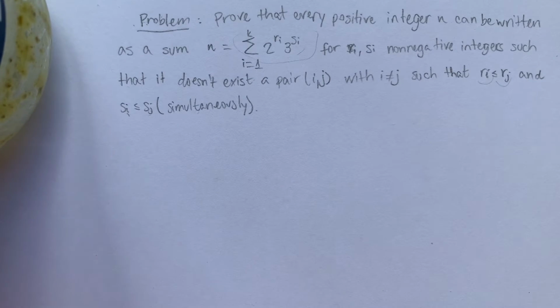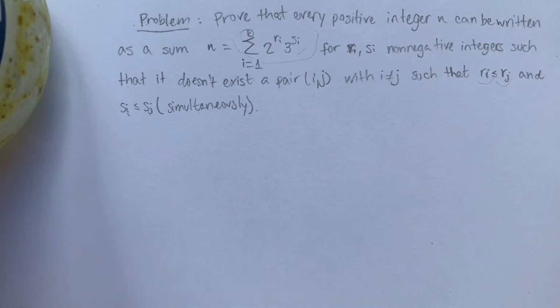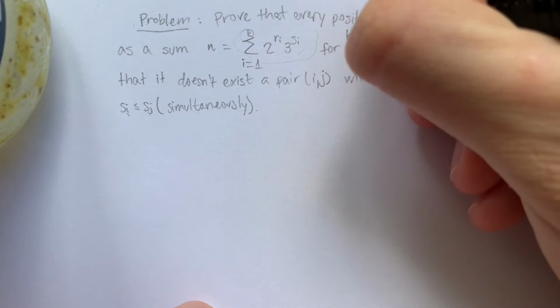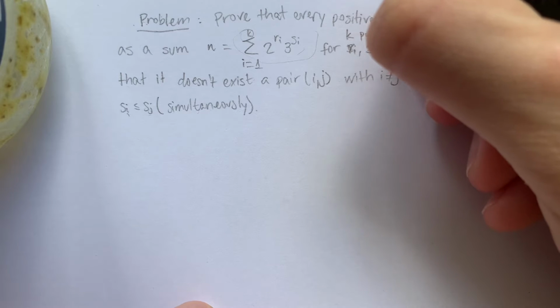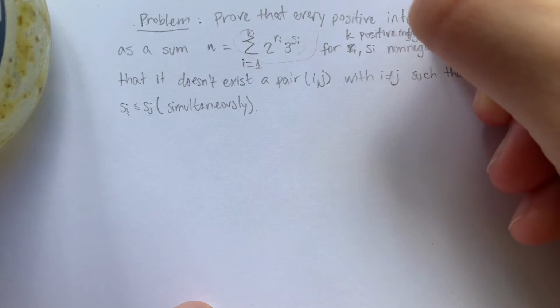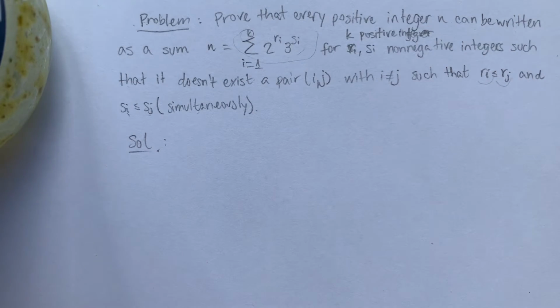In fact, the number k of summands is also a variable, and here we can take k to be a positive integer. So we have the freedom also to choose k, not only the ri and si. Okay, so what's the idea to solve this problem?